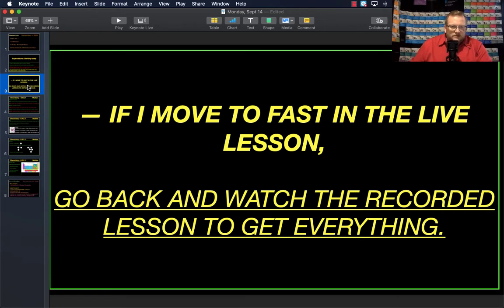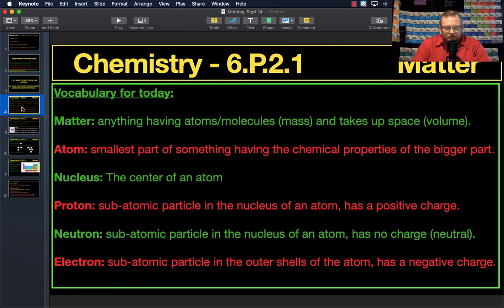All right, so let's move into our chemistry unit. So 6P21, that's our objective that we're going to cover. We're going to be talking about matter. So this entire week, we're going to be focused on what matter is and what makes up matter and what are the properties of matter, because that's going to be our focus for this week.